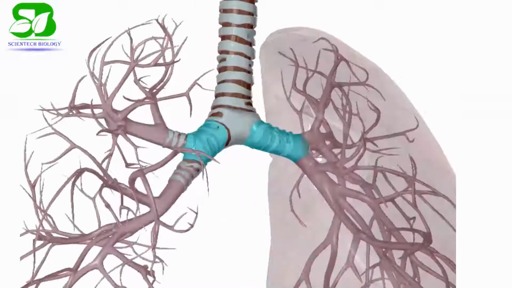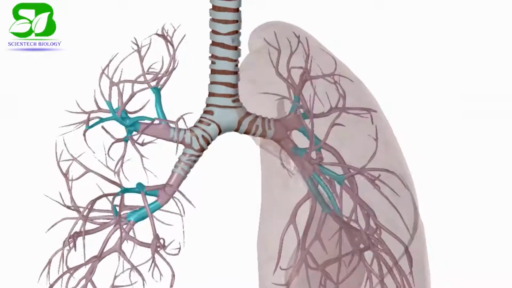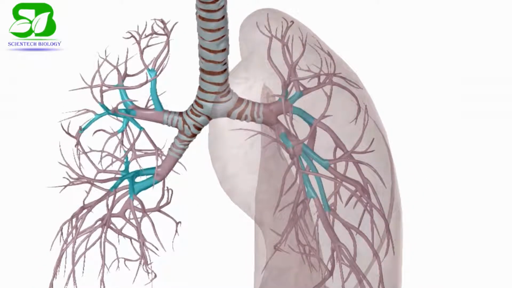The bronchi are the air passages into the lung that begin at the end of the trachea. There are 2 bronchi, one for each lung. The bronchi divide and redivide to form the bronchioles.